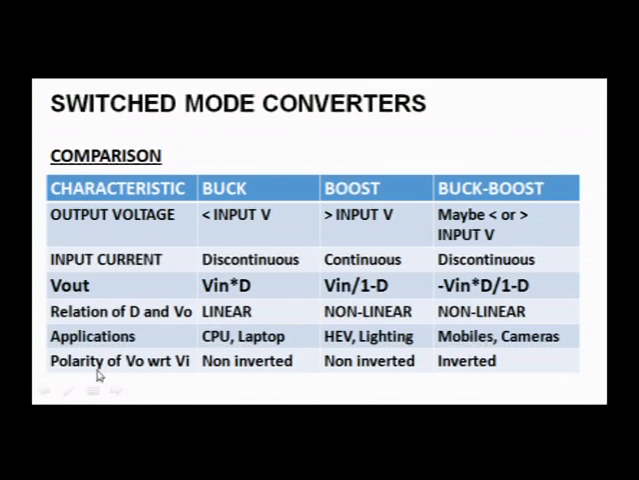And finally, polarity of Vo with respect to Vi. You already know in buck and boost it is non-inverted, meaning positive voltage Vi will give me positive Vo. So, it is non-inverted, whereas in buck boost plus Vi will give rise to minus Vo. So, that is why it is inverted, okay.